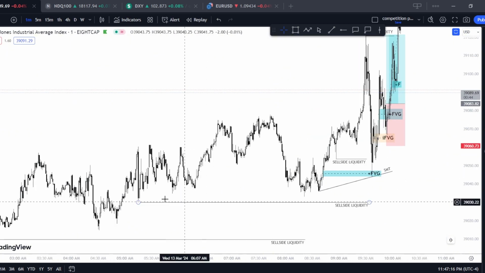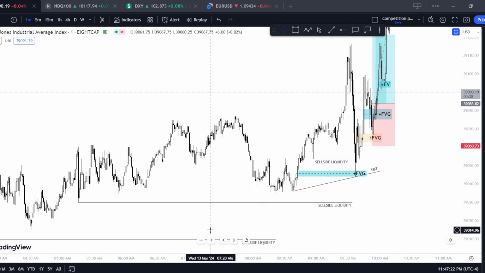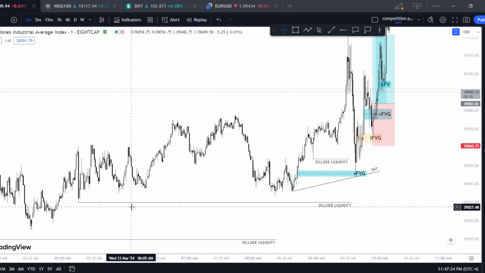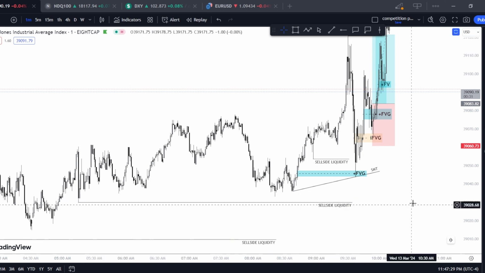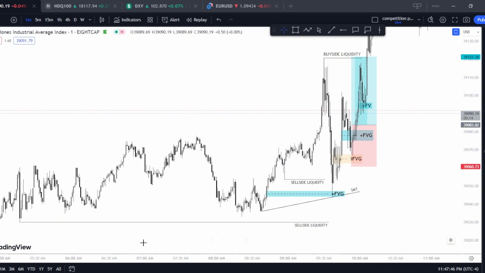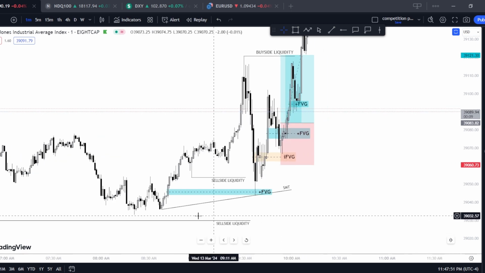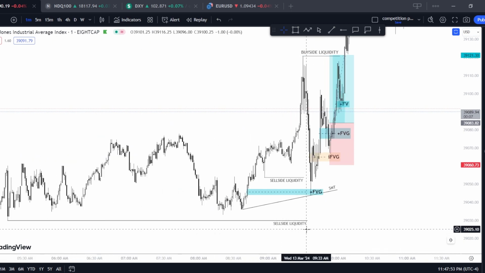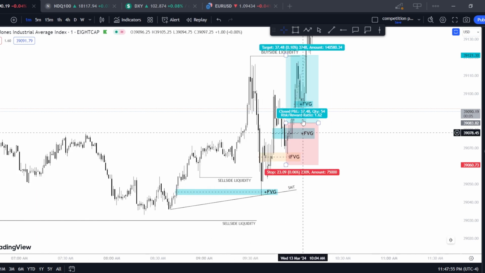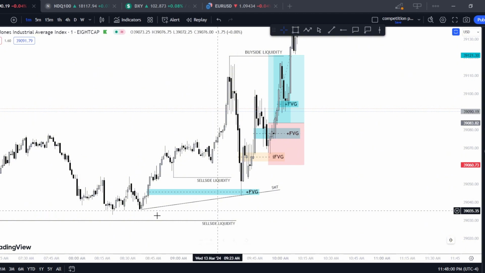So right here we have been consolidating and we are generating this sell side liquidity. So in my mind I was anticipating that this low maybe in a later time will be taken out before going to the upside. That is the idea that was in my mind at that moment. Alright, so why did I trust this sell side liquidity not being taken out and I took this long right here? Why did I trust that this low will not be taken out?